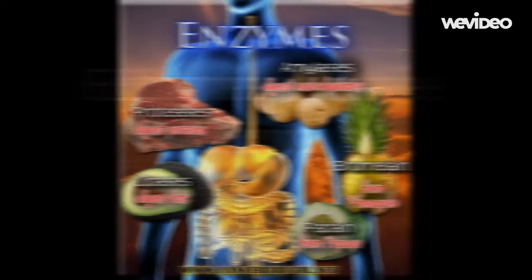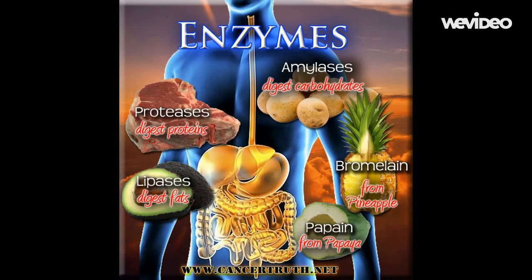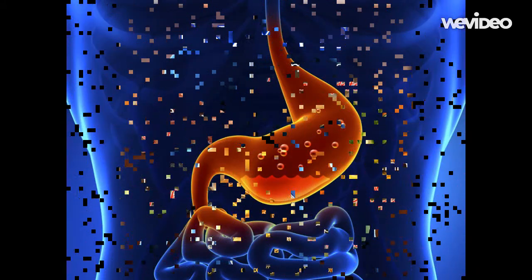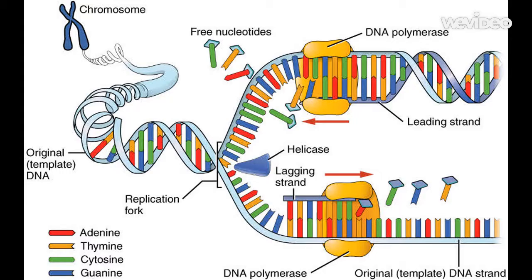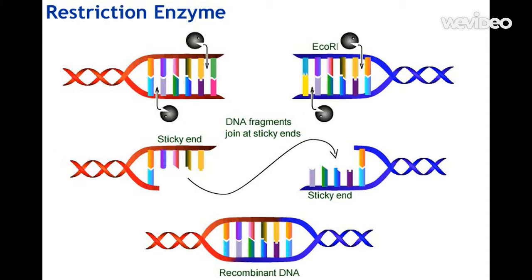Enzymes in the body, for the most part, work to digest food and essential nutrients. Because of this, enzymes are an essential part of the body's metabolism. Gastric enzymes are used in your stomach to break down food. DNA helicase is used to separate the two strands of DNA so that DNA replication can occur. And restrictive enzymes are used when cutting parts of DNA in bacteria.